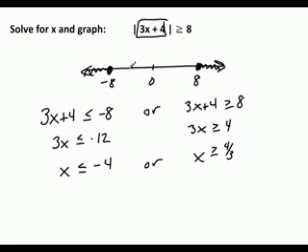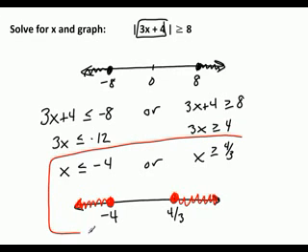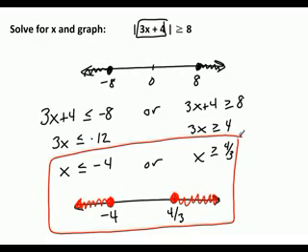Now, this graph was just to help me set it up. If I actually want to graph my solution, I have a negative 4 and a positive 4/3. I have a closed circle at 4/3 and I shade to the right. I have a closed circle at negative 4 and I shade to the left. So this would be my ultimate solution.